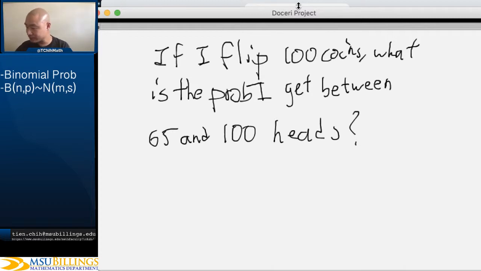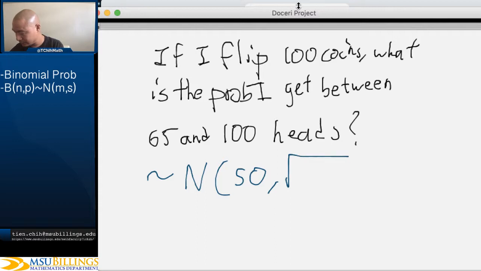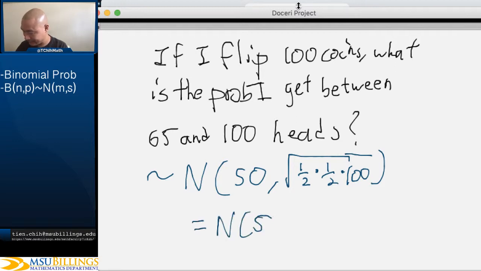And so this probability is estimatable by a normal curve whose mean is 50, right? The expected value of the number of heads, if I flip 100 coins, is 50, and whose standard deviation is the square root of 1/2 times 1/2 times 100. And not that anyone's keeping score, but that's N55.